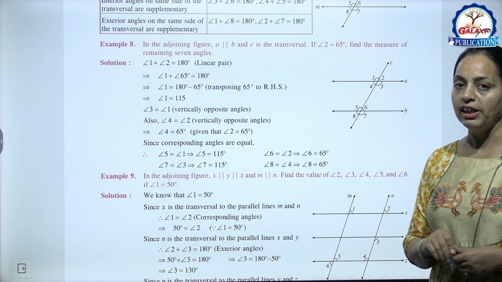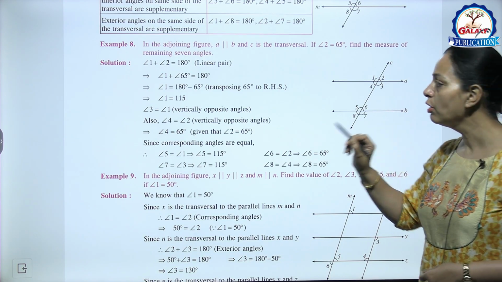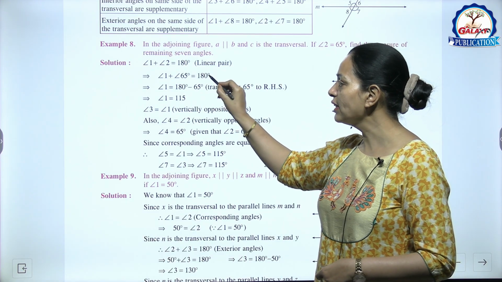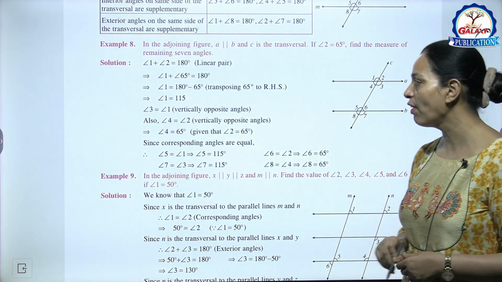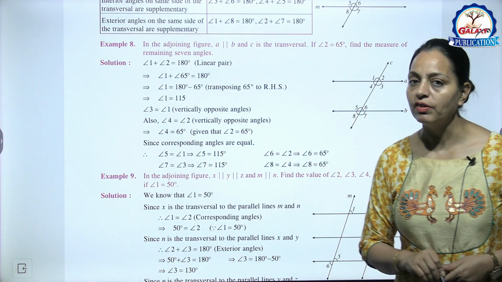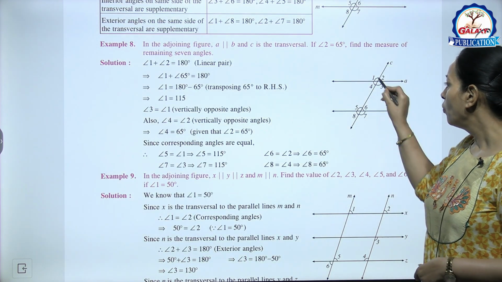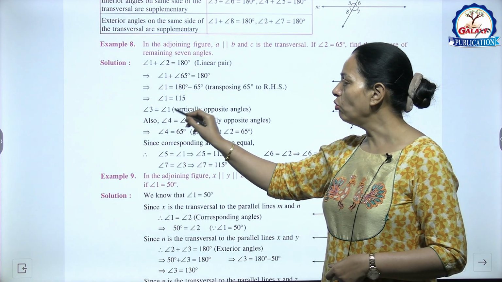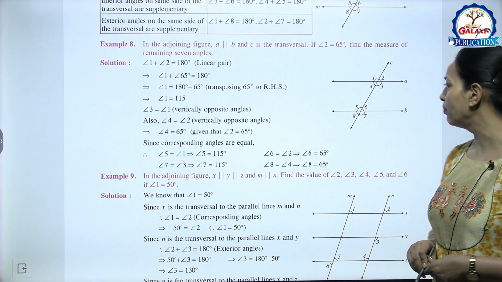What is the relation between 1 and 2? They are forming linear pair. So 1 plus 2 equals to 180 degree. So angle 1 is 180 minus 65, means 115 degree. Now 1 equal to 3 because vertically opposite angles are equal. So 3 equals to 115.